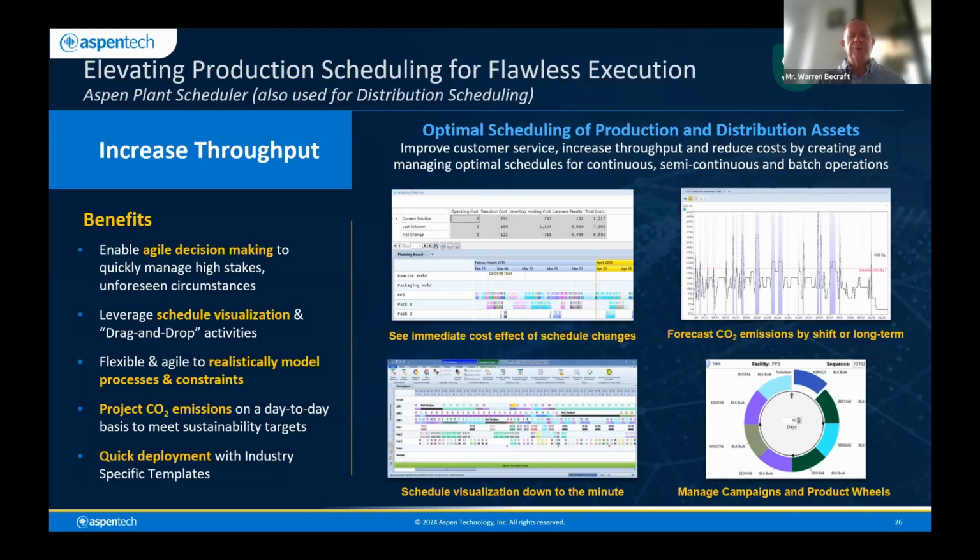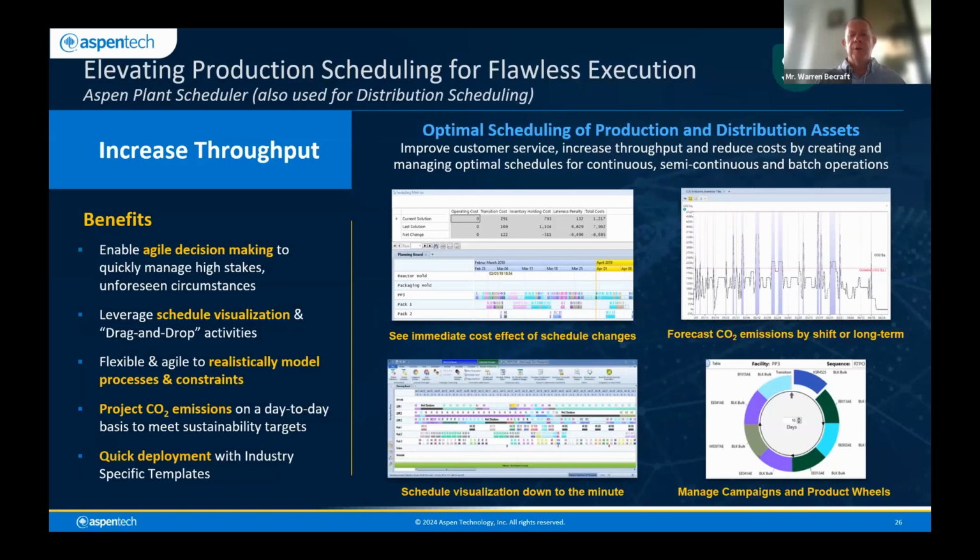So we have the visual scheduling. We can also have drag and drop. Once the schedule is generated and optimized, the scheduler can interact with the schedule and drag and drop activities to look at different scenarios. Underlying it all, we need a very realistic model of the production assets and distribution assets. So it's no good if you generate a schedule that's not representative of what your plant can execute. Otherwise, operations will just ignore the schedule.